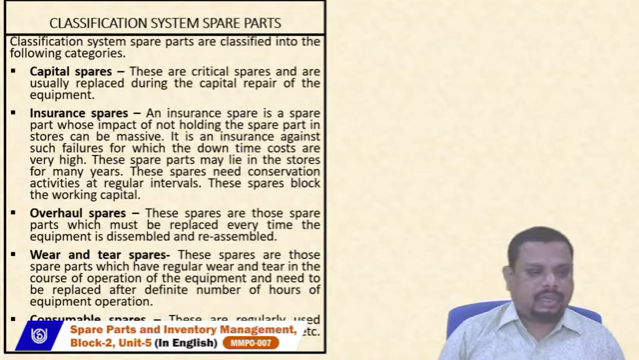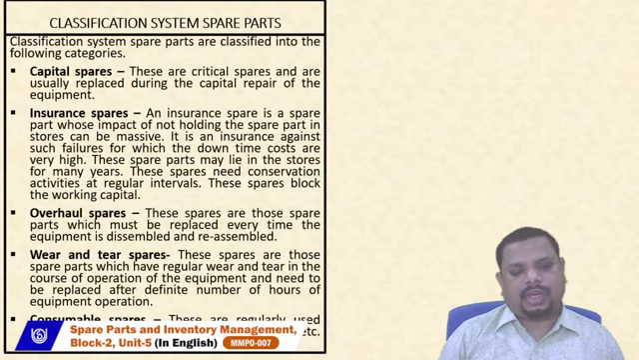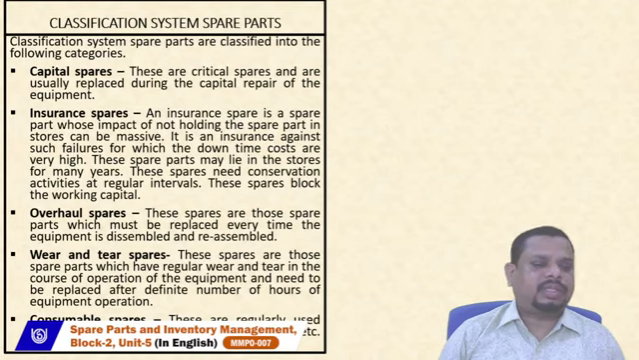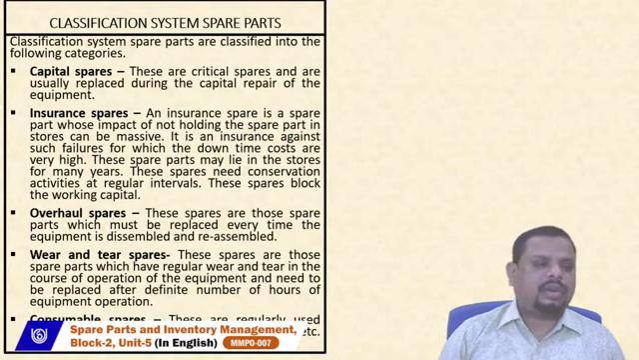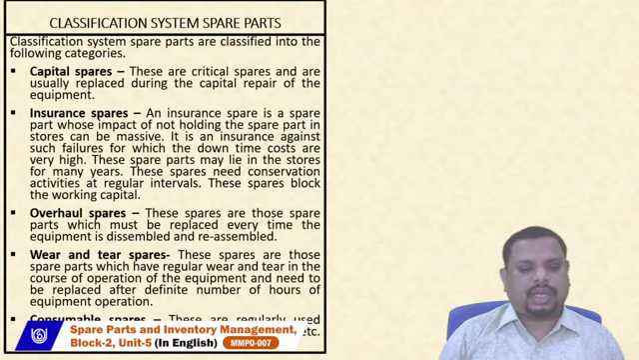Moving to the next one, the overhaul spares. These are spare parts which must be replaced every time the equipment is disassembled or reassembled. For example, if you go for maintenance work on the engine of a four-wheeler or a two-wheeler, whenever you dismantle it, you must go for overhaul spares. That means you have to take care of the bearing materials.